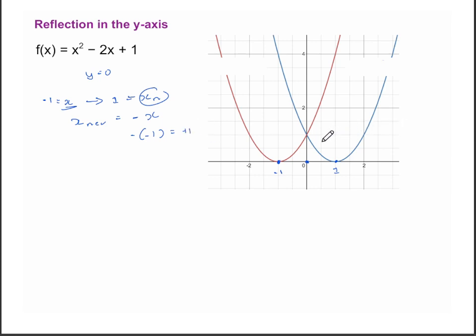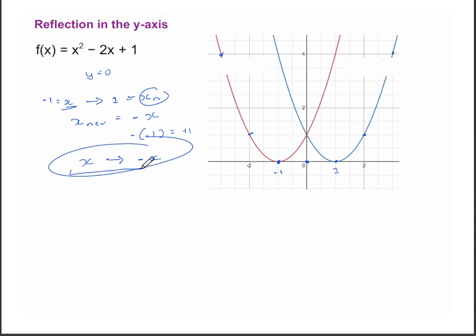Meaning whatever value of x you had initially, what you're doing is you're just changing that x into a negative x. That's it. So basically it's changing the sign. Yeah. So if this was at negative 2, then it's going to be at positive 2. If this was at negative 3, then this is going to be at positive 3, and so on. Right? And so you're reflecting it along the y-axis.